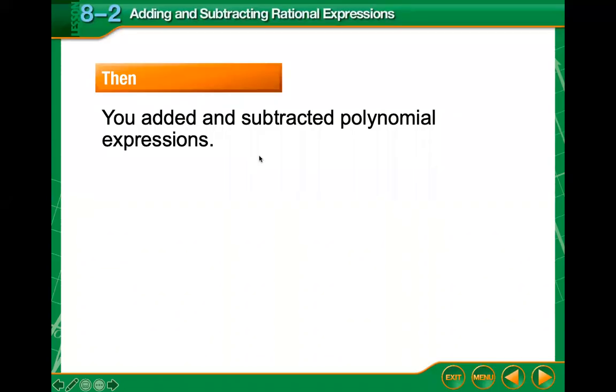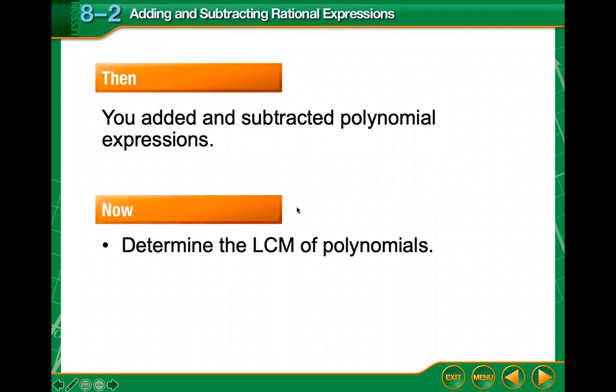So this time we're going to add and subtract, compared to multiplying and dividing. One of the biggest things we're going to do is find LCMs, or least common multiple, which is different from a GCF or common multiple. We're looking for the smallest term or expression that our polynomials or denominators will multiply into.